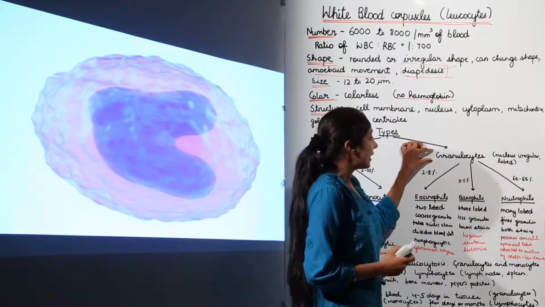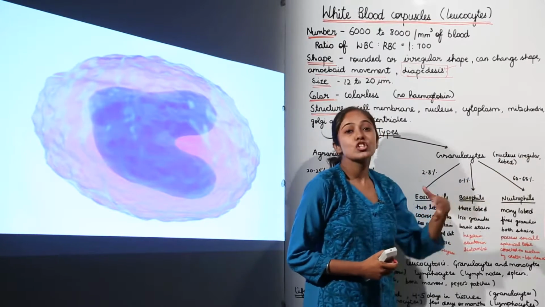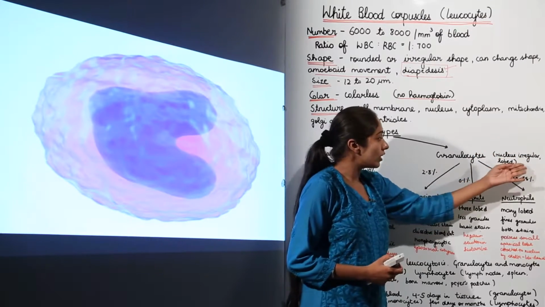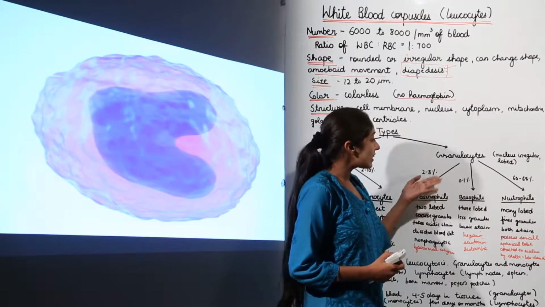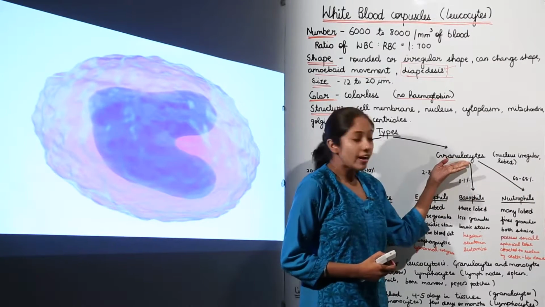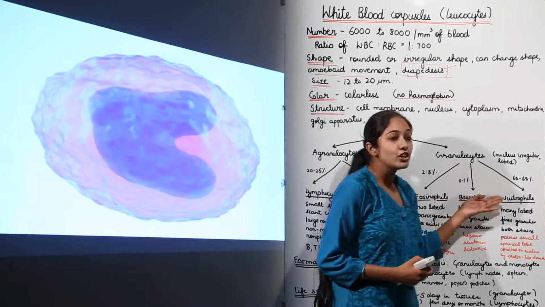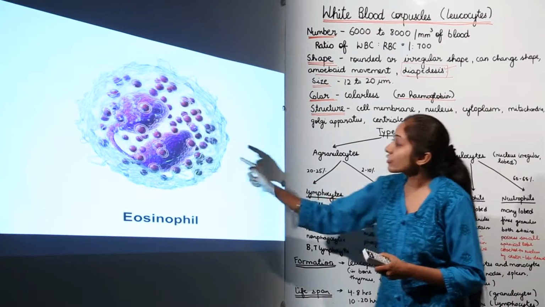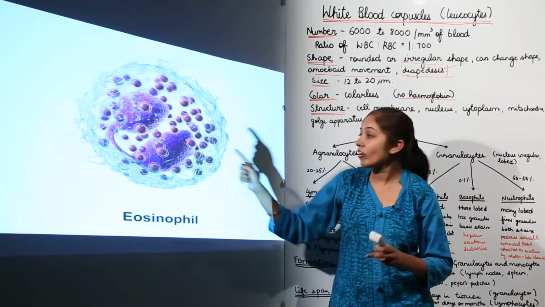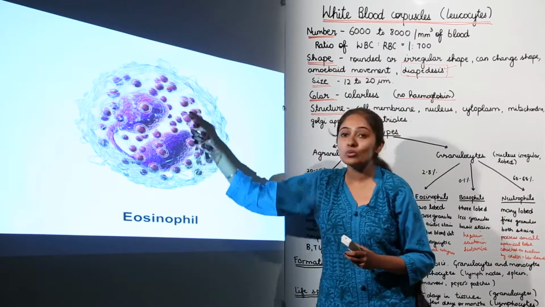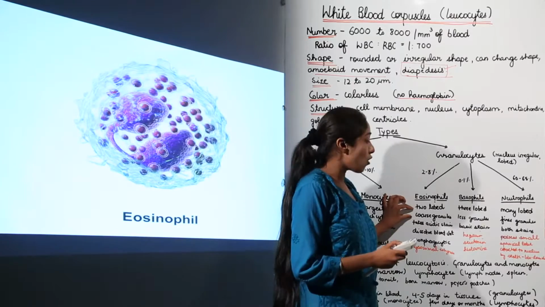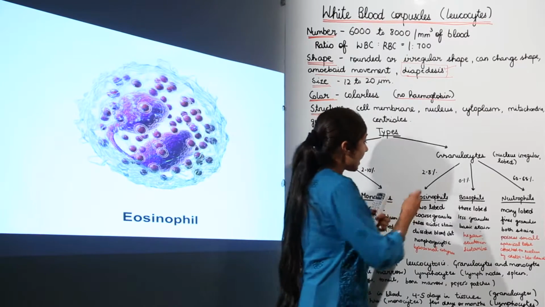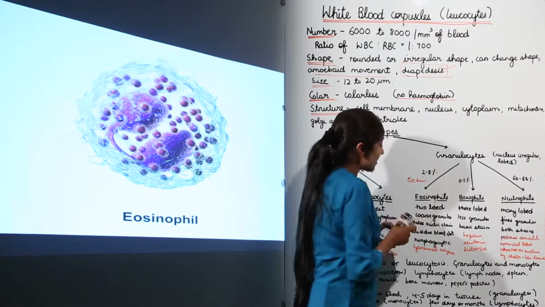Then talking about granulocytes, they have granules in the cytoplasm and an irregular nucleus, which is lobed. Based on the staining properties, granulocytes are divided into eosinophils, basophils and neutrophils. Let's see first the eosinophils. As you can see in the image, the nucleus is two-lobed, and you can see the granules in the cytoplasm. They have coarse granules, and they take the acidic stain, that is eosin, hence their name eosinophils.